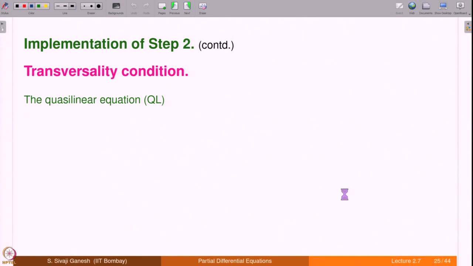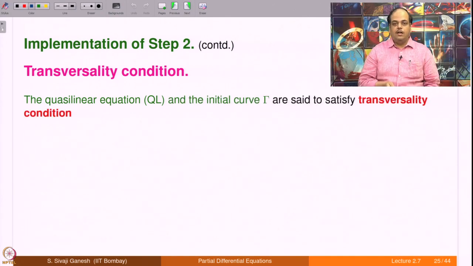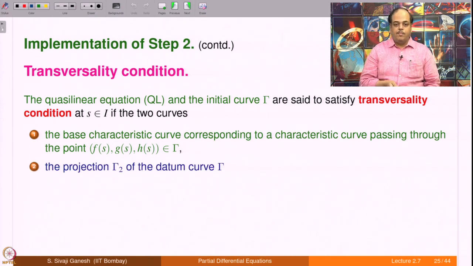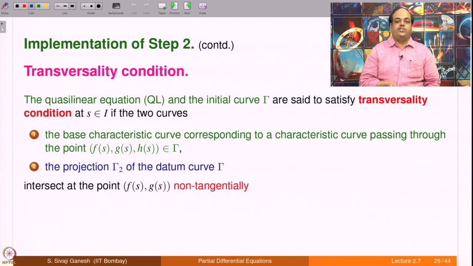The quasilinear equation QL and the initial curve, or the datum curve gamma, are said to satisfy the transversality condition. So, the transversality condition is satisfied by the two together, that is, the quasilinear equation and the initial curve, at a point s in I, if the two curves listed here intersect non-tangentially. The first curve is the base characteristic curve. At point s, look at the point (f(s), g(s), h(s)), which is on the datum curve. Through that you find the characteristic curve, project it to R2, the xy plane, and that will be the base characteristic curve. Thus, the base characteristic curve and gamma 2, which is the projection of the datum curve gamma, intersect, of course, at the point (f(s), g(s)), non-tangentially. That means the tangent lines do not coincide.